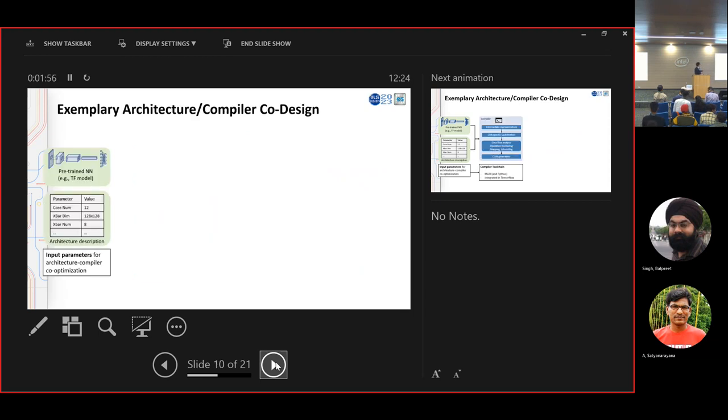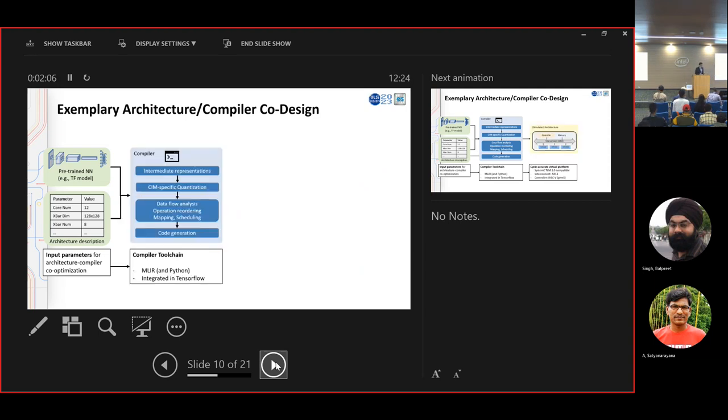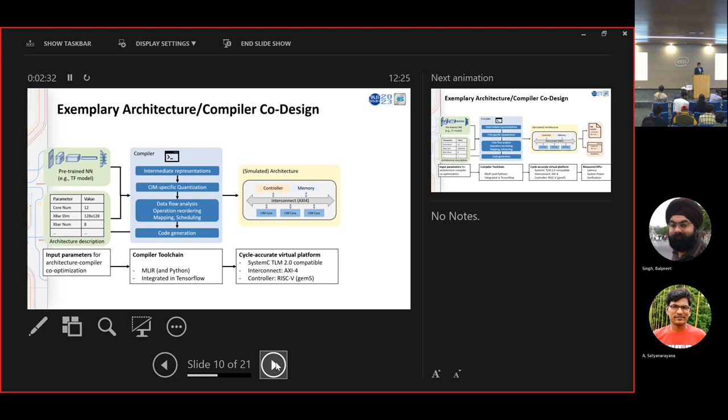So we are more focusing on architecture-compiler co-design. What we are working on is we use a pre-trained neural network model and an architecture description. Then we run it through our MLIR-based compiler toolchain, where we have different intermediate representations, then some specific quantizations for ReRAM. Finally, what we do is a data flow analysis, then reordering the operations, then mapping and scheduling it towards this multi-core setup of different ReRAM cells, and then generate code. We implement this in MLIR and Python internally. It's fully integrated with TensorFlow.